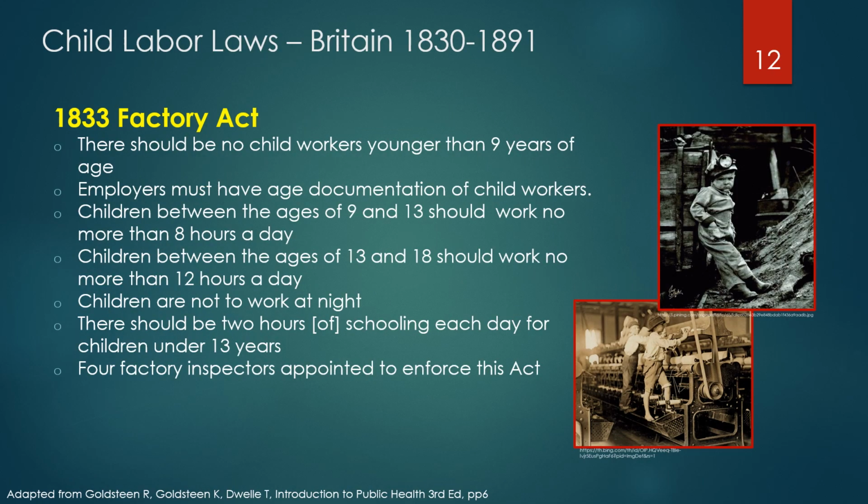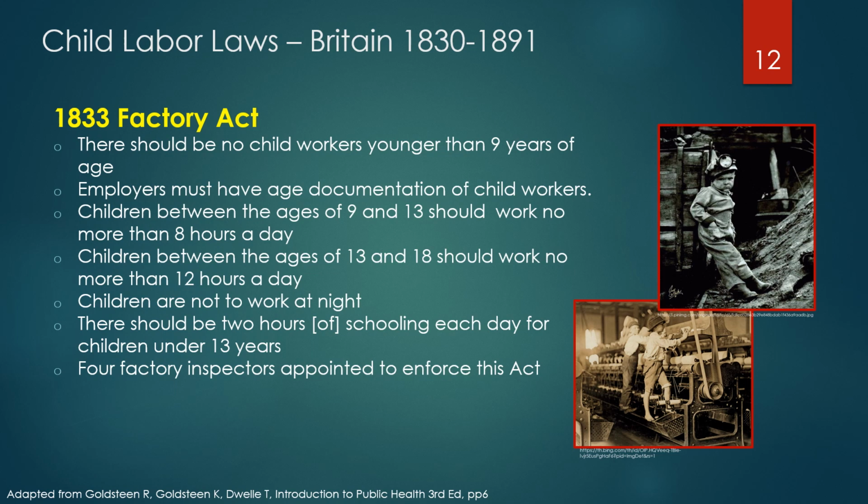Let's consider the history of key child labor laws enacted in Britain from 1830 to 1891 because of public grassroots activism, advocacy, and lobbying efforts. The 1833 Factory Act was aimed at improving working conditions for children.